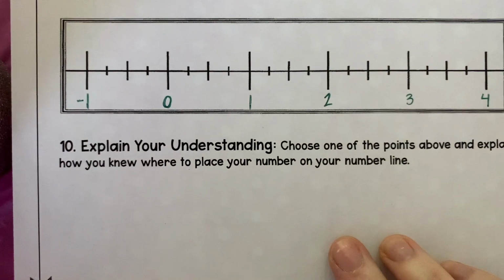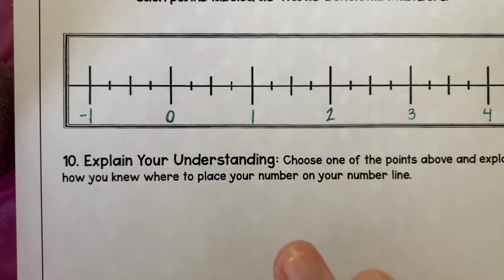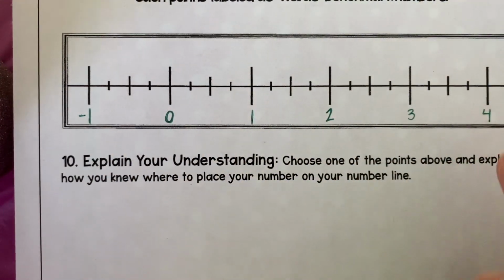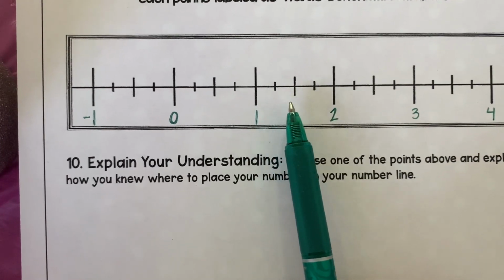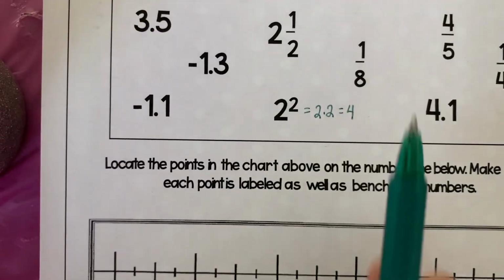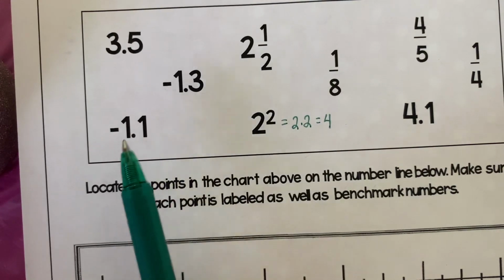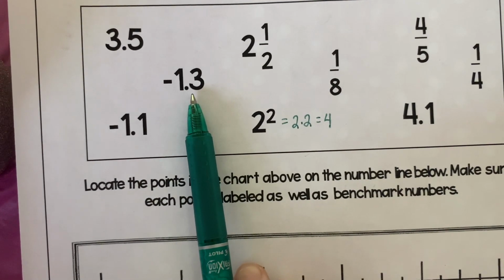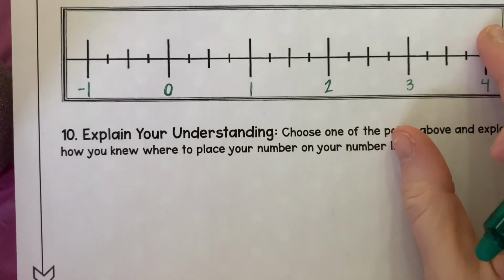Okay, now it is your job to take all of these numbers here and plot them. So put your point on the number line where they would go. Think about how much each section is worth and fill in what these numbers would be in between so that it'll help you graph these numbers. Some of these may not fall exactly on a tick mark, like -1.1, -1.3. They won't necessarily fall on one. Same with 4.1, and that's okay. So they can be in between.